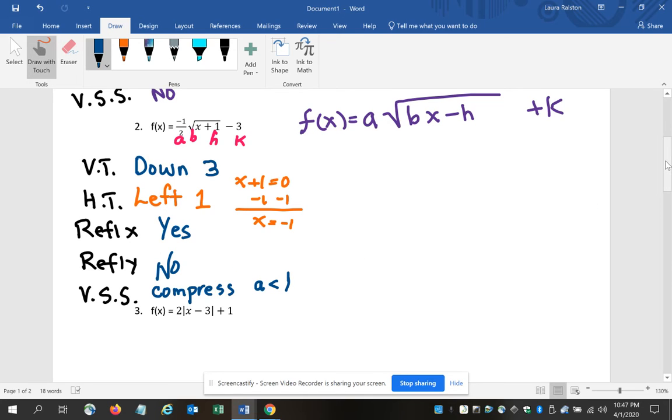So in that case, you would have 1, 2, 3, 4 different options selected because you have to tell me it went down 3, left 1, reflected on x, and it was compressed.